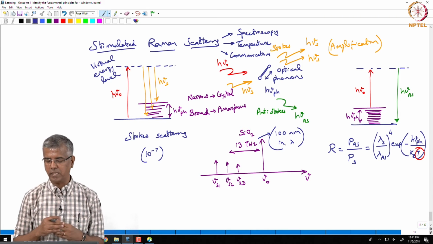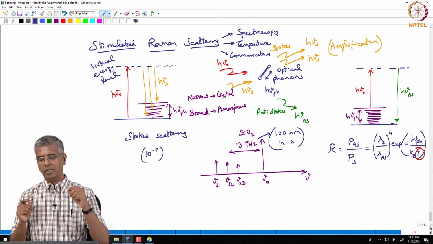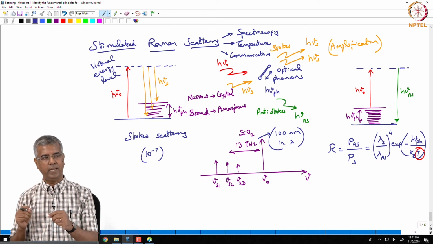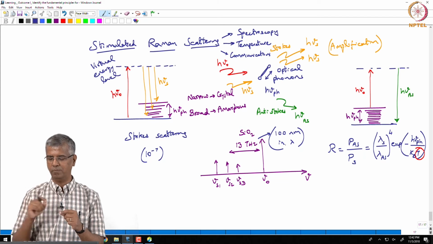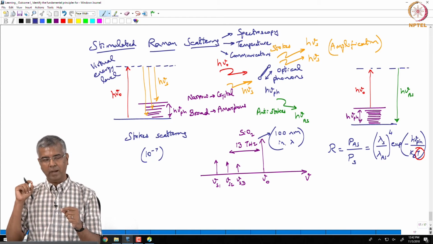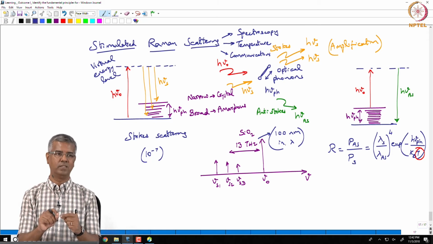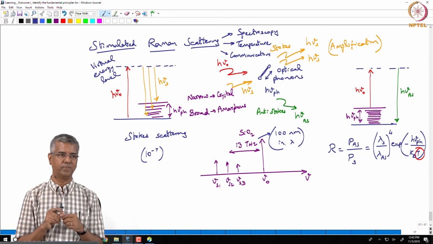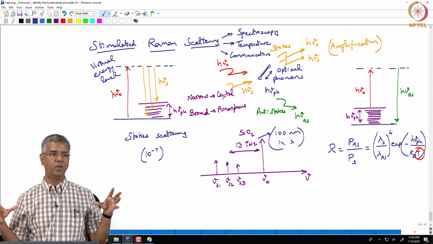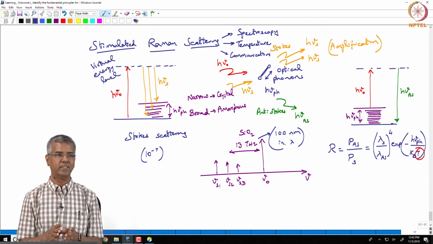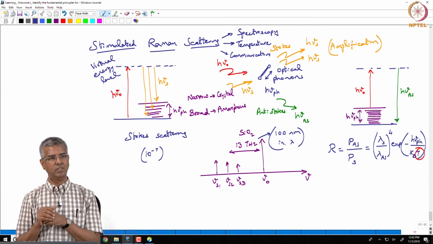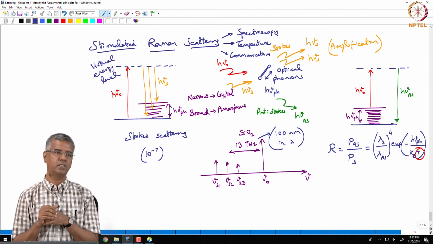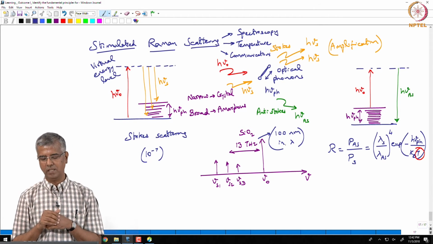So the energy is transferred provided you have an incoming photon with h nu naught arriving at a molecule with a phonon energy of h nu ph, right? At the same time, you have this h nu s also coming, the signal photon. If all of these happen together, then you have stimulated Raman scattering. So the phase is that of the signal itself, not the pump. The phase corresponds to the signal in this case.